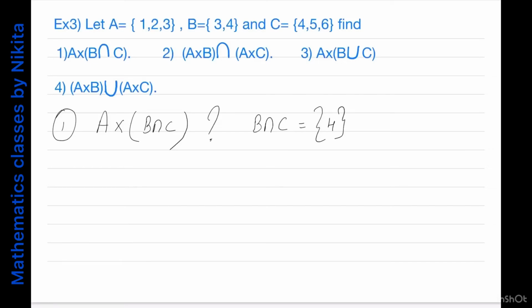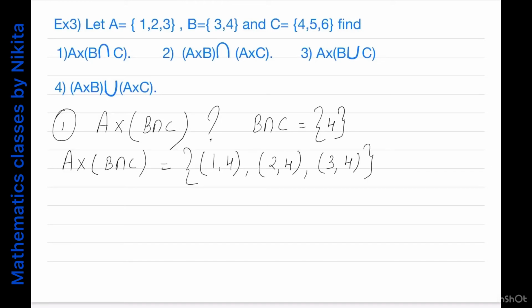Now let's find the Cartesian product of A and B intersection C. You have to associate each element of A with each element of B intersection C. So I will have 1 comma 4, then 2 comma 4, and then 3 comma 4. So this is my set. Next you have to find A cross B intersection with A cross C. First we will find A cross B, then A cross C, and then we will take their intersection.